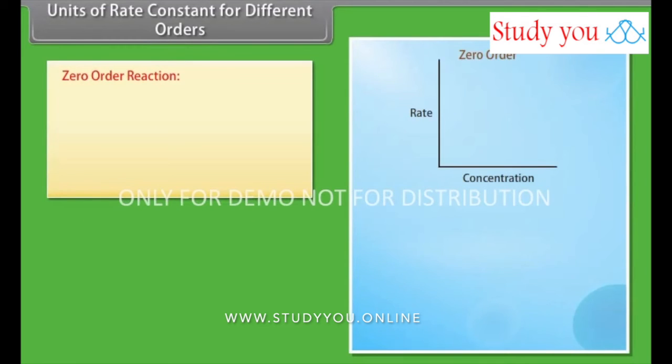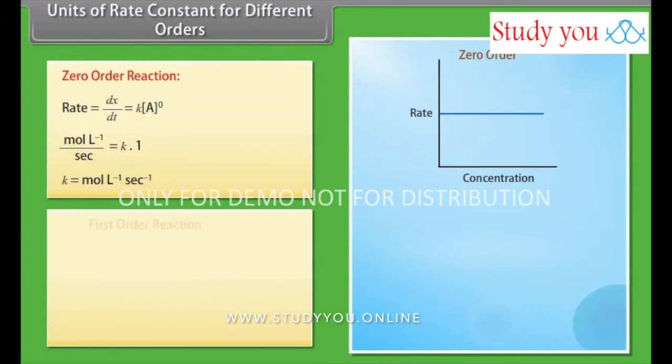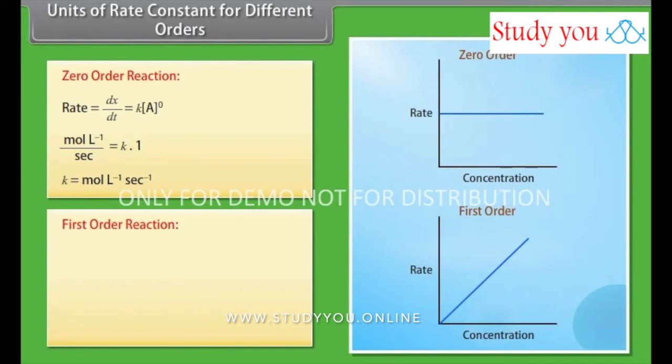Zero order reaction. Rate is equal to dx by dt, which is equal to the product of K and A raised to the power 0. Thus, units of rate constant for zero order reaction are mole per liter per second. First order reaction. Rate is equal to dx by dt, which is equal to the product of K and A. Thus, the unit of rate constant for first order reaction is per second.